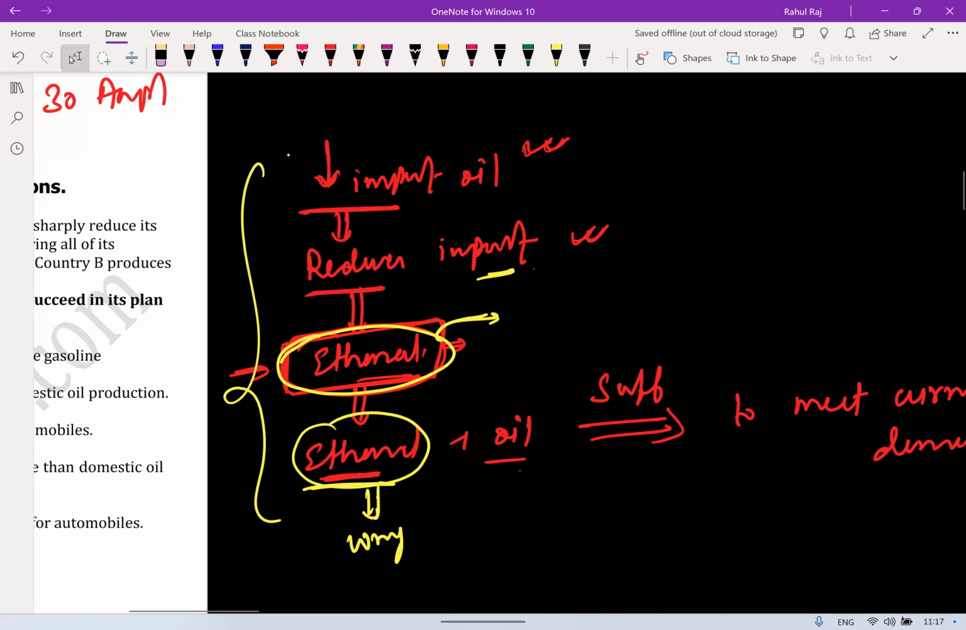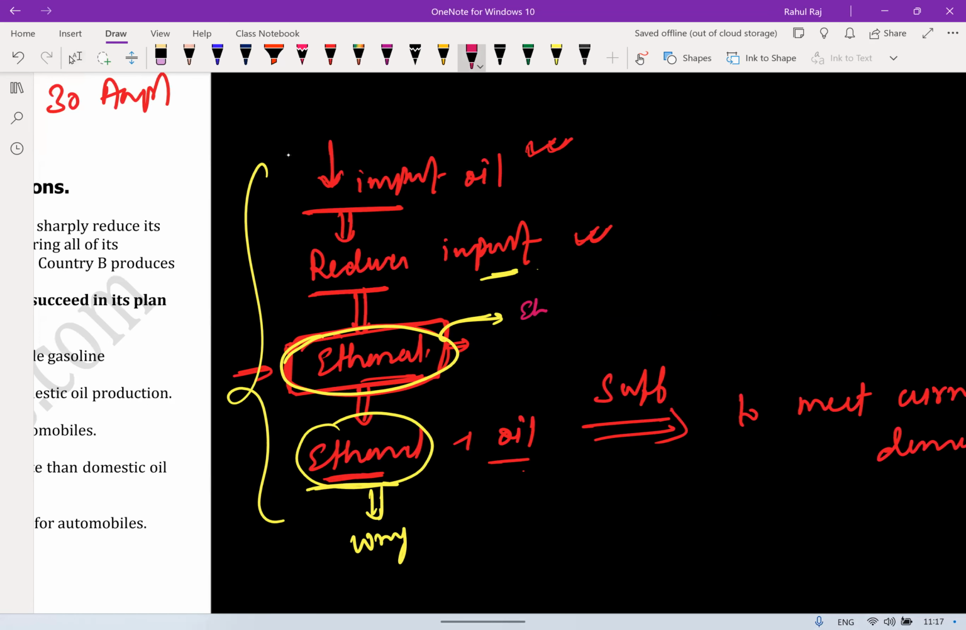How does it matter? Whether ethanol is being used as an independent fuel or is being blended with gasoline, the entire point is that because ethanol has come into the picture, oil consumption has reduced, right? Yes, oil has reduced. So it doesn't matter at all how it is being used. That is none of your business at all.